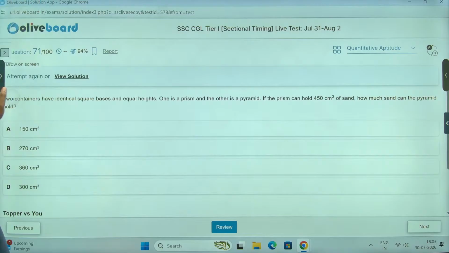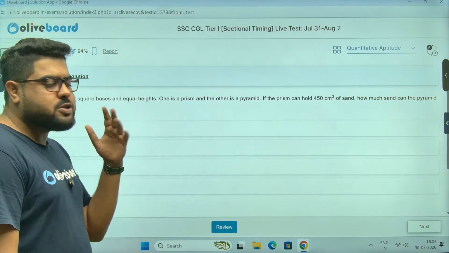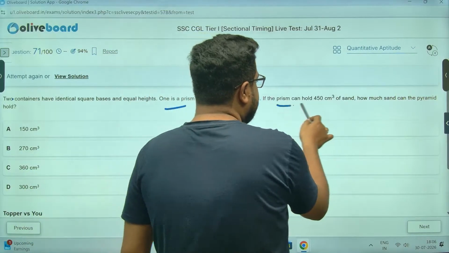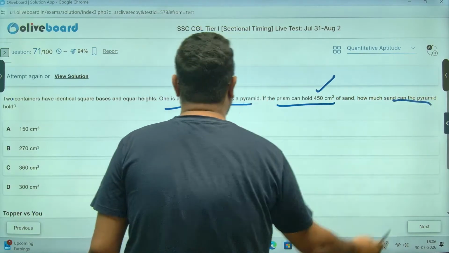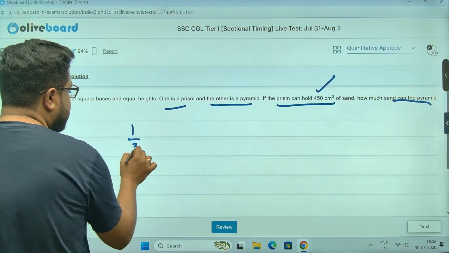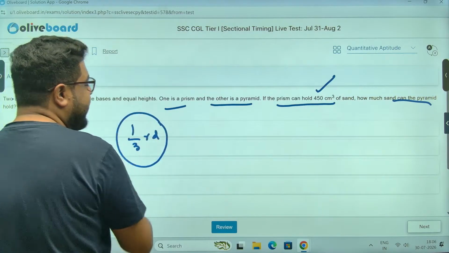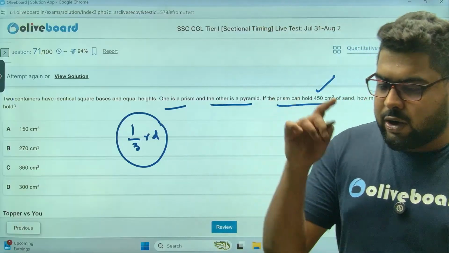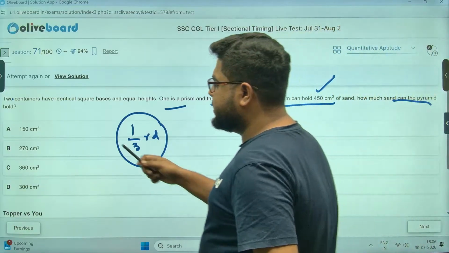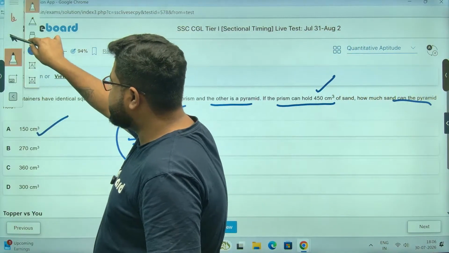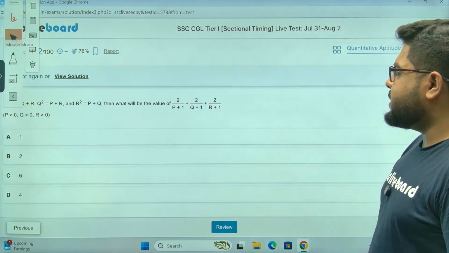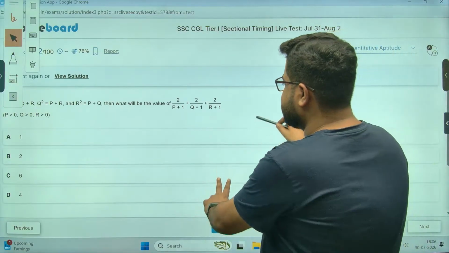Next one, sir. Two containers have identical square base and equal heights. Acha, base is also equal, height is also equal. One is a prism, another is a pyramid. Acha, prism can hold this much sand, pyramid can hold 1/3, sir. Because in case of a pyramid, in case of any non-uniform cross-section structure, volume always gets multiplied by 1/3. I told you, it comes from integration. I've shown you in the foundations. Right? Next one, sir. This is given to you.